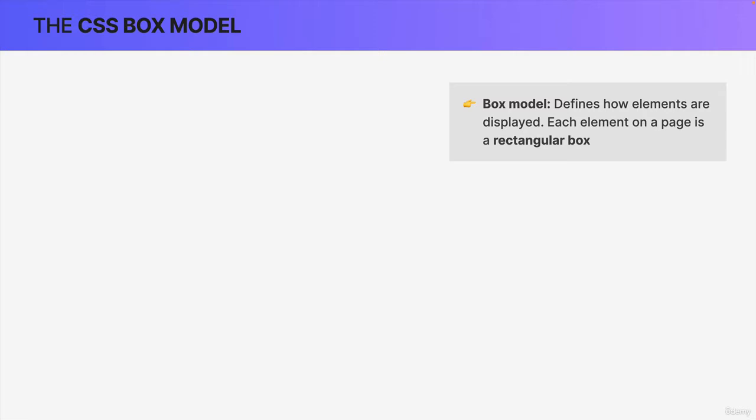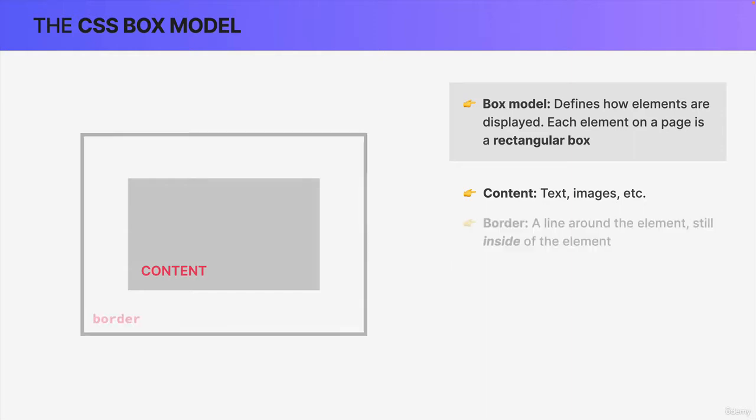So in this box model, each and every element on a page can be seen as a rectangular box. Now, each of these boxes can of course have some content. For example, text, an image, a table, or something else. Then, around the box, we can define a border using a special CSS property. So a border goes around the entire element and is still part of the element.